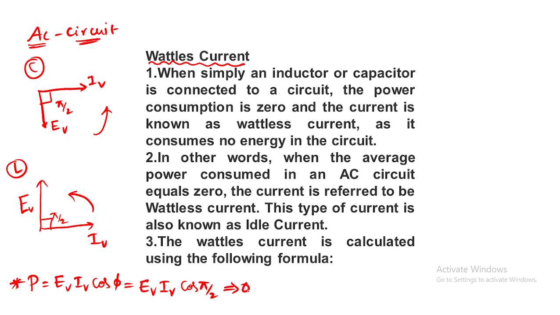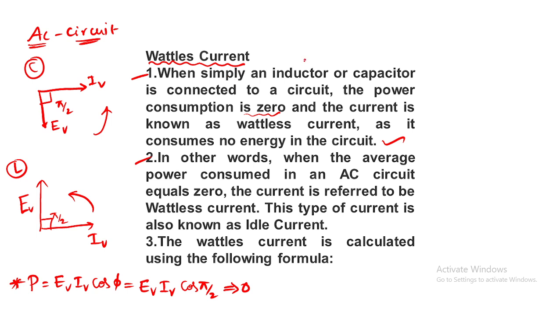The power absorbed, or power consumed, is completely zero. Yes or no? So that's the wattless current. I have written certain points. When a supply with an inductor or capacitor is connected in a circuit, the power consumption is zero. Then the current is wattless current as it consumes no energy in the circuit, because power consumption for the capacitance is zero and for the inductance is also zero.